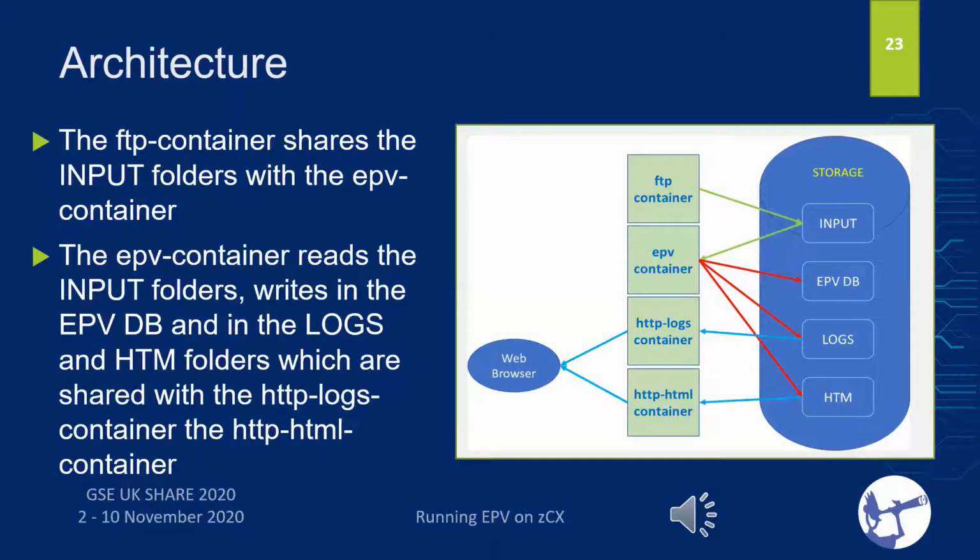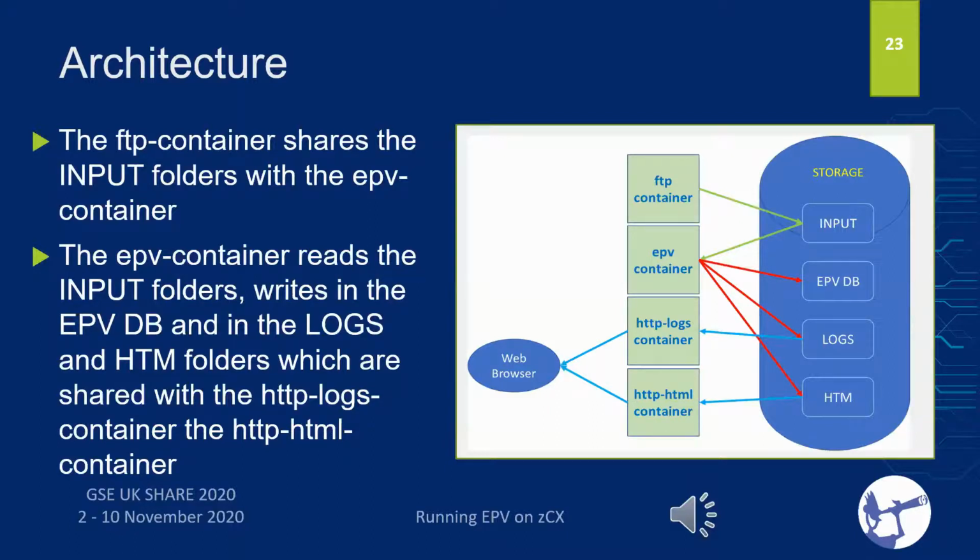Here is the complete picture of how all the containers cooperate. Remember, we said that they share common storage areas, and this is the way they work together. The FTP container receives data from z/OS and puts it in a folder. This folder is shared with the EPV container, where the EPV zParser is configured to read data from that specific folder.